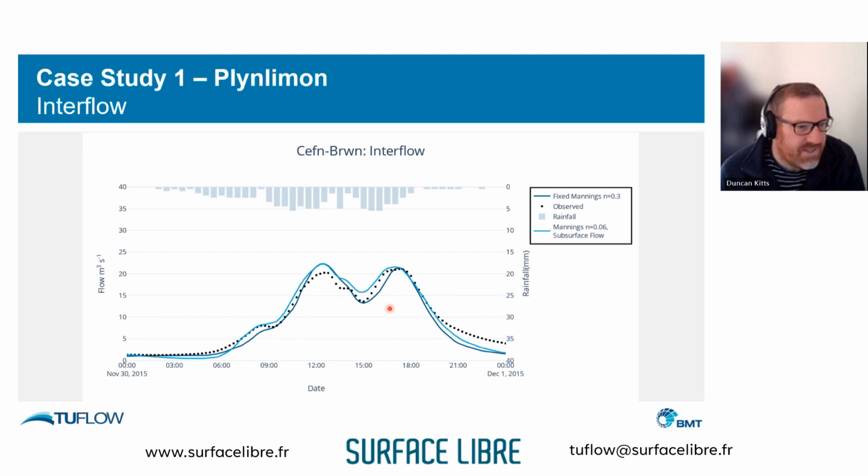We switch that on and we run this simulation again. We actually then can get a very good correspondence with the observed data, but this time using a Manning's N value of 0.06. So that 0.3 was probably representing that slow response to rainfall through interflow. So we switch interflow on and we can use standard values for the Manning's N values.